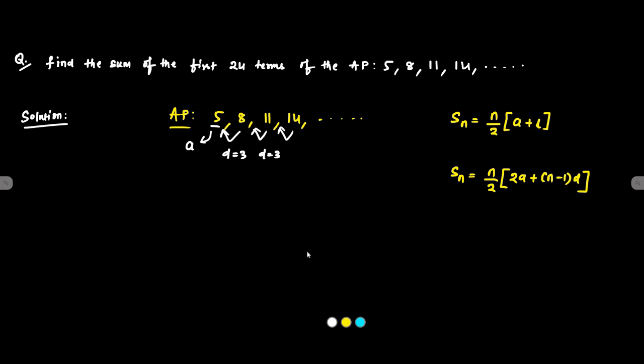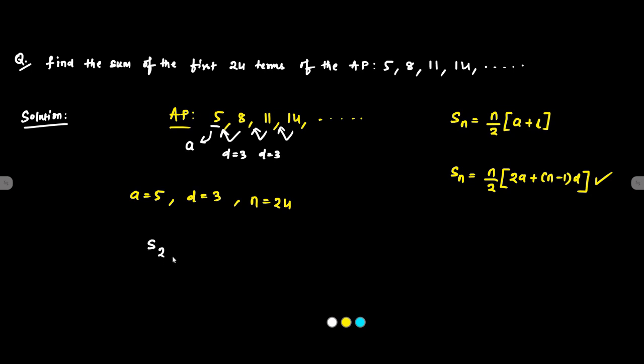So here we have the first term A equals 5. We have the common difference d which is equal to 3, and the number of terms that are considered is 24, that is n is equal to 24. So it will be appropriate to use this formula to determine the sum of the 24 terms in the AP.